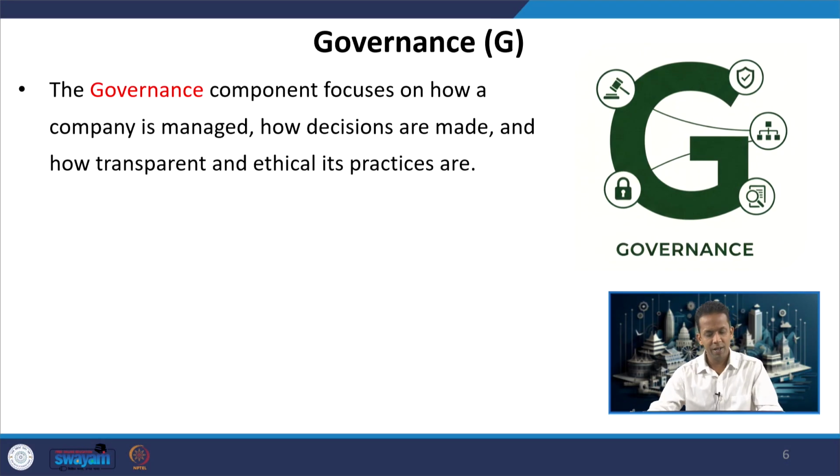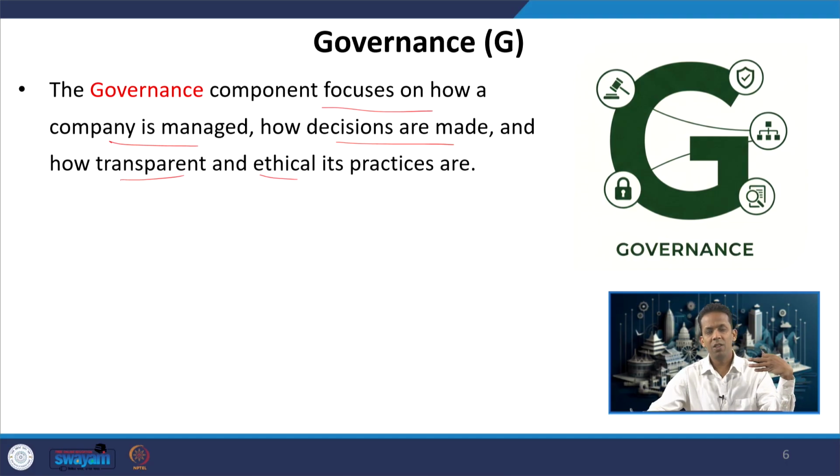It has to deal mainly with the policies and planning strategies of the company and how the decision-making process happens in a company, how transparent it is and how ethical the practices are. The governance component focuses on how a company is managed, how decisions are made and how transparent and ethical its practices are, because the more transparent and ethical the practices in the company are, the more will be the acceptability of all the decisions, rules or policies made for different stakeholders of the company.